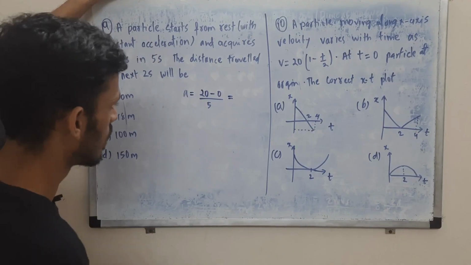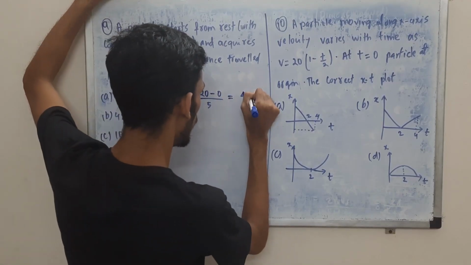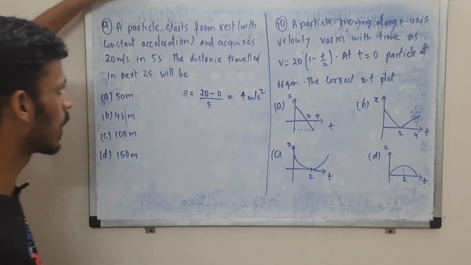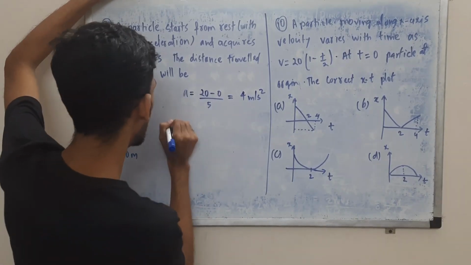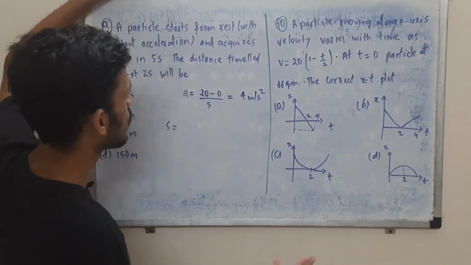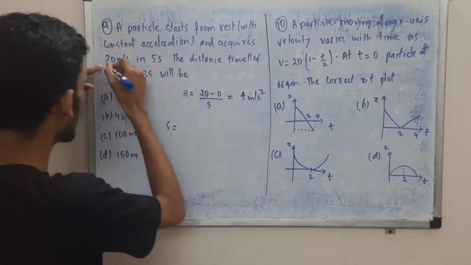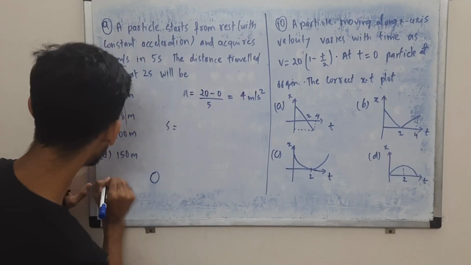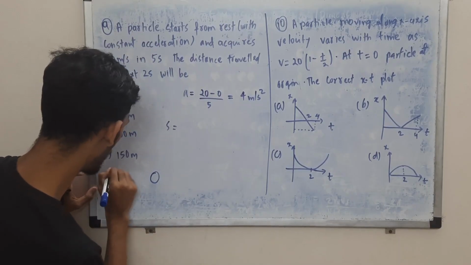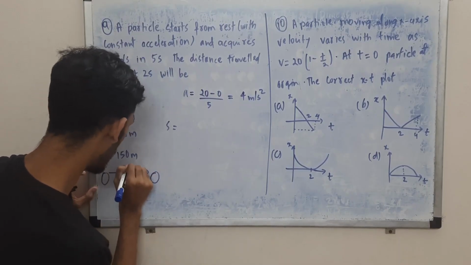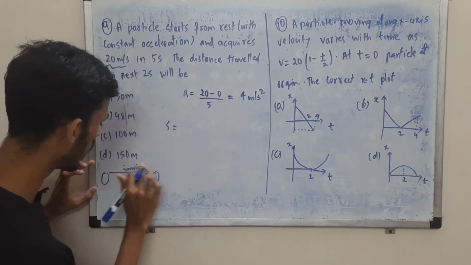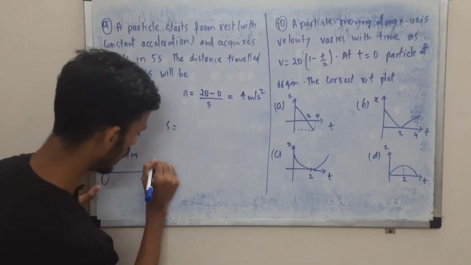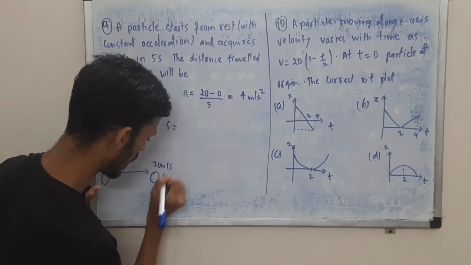So in 5 seconds, 4 5s are 20, so this is the acceleration that we have. This is useful because we want to find the displacement in the next 2 seconds. Initially it is at rest, it goes to 20 meters per second finally. So initially it is 0, then we get 20 meters per second in 5 seconds.